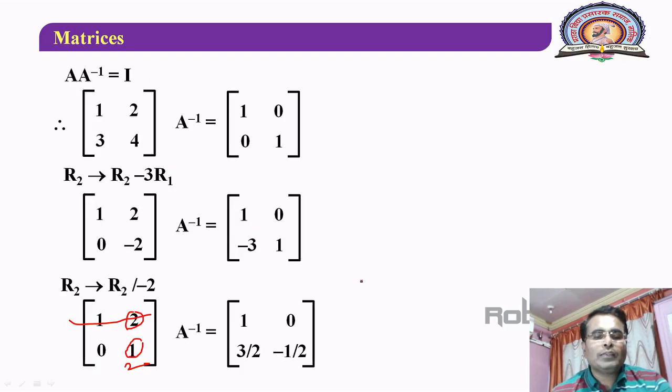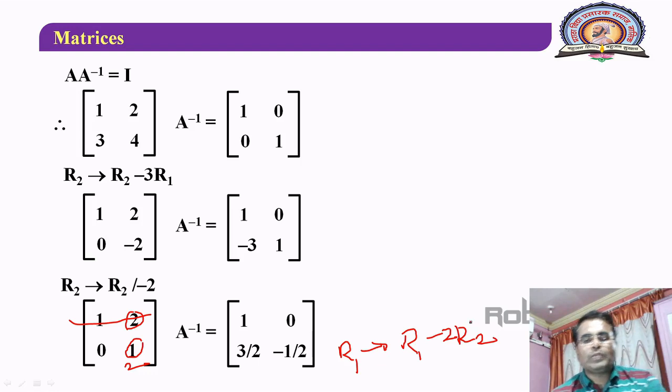inverse. See here on right hand side also what happens. If you consider the transformation here, that is R1 is taken as R1 minus 2 times R2. Then what happens? Here 2 minus 2, it becomes 0. Here also you have to multiply by 2. So here you will get 3, and here you will get minus 1. That you have to subtract. Here you will get 3.